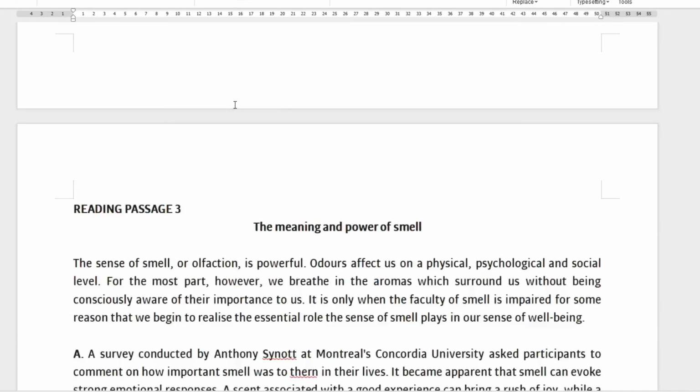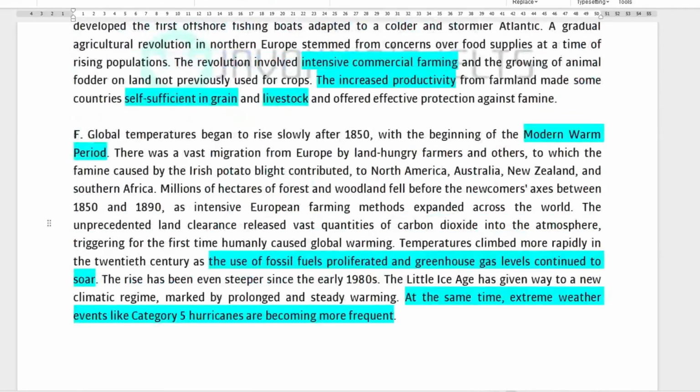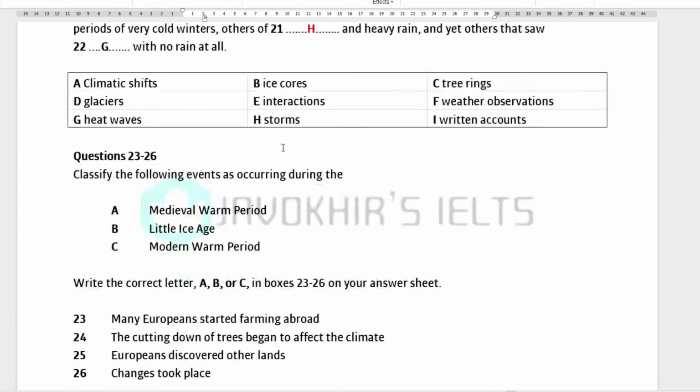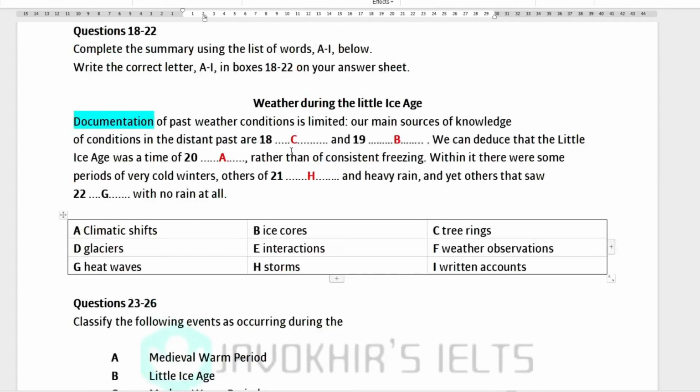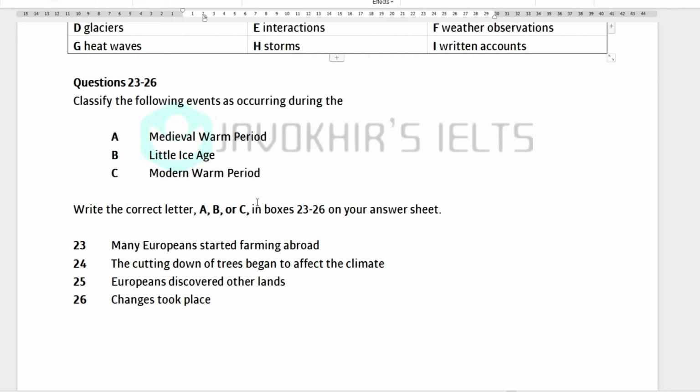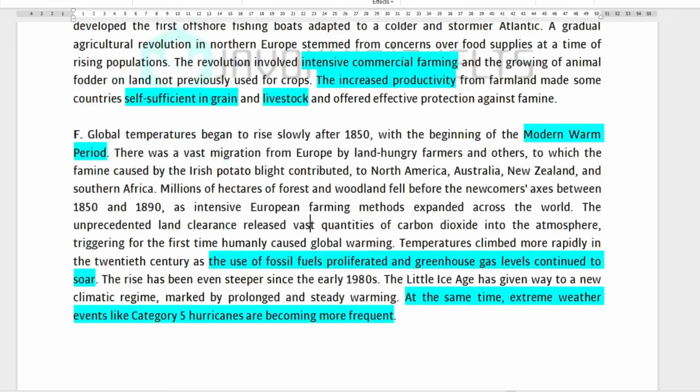Take that, and now we're left with classifications. Now we remember that classification is a little bit hard here. All right, so we have: many Europeans started farming abroad.